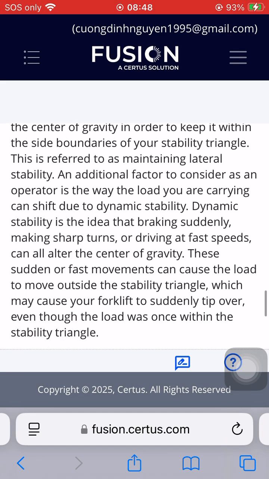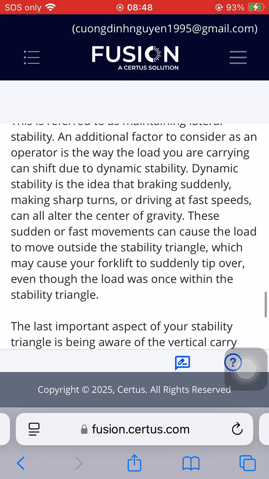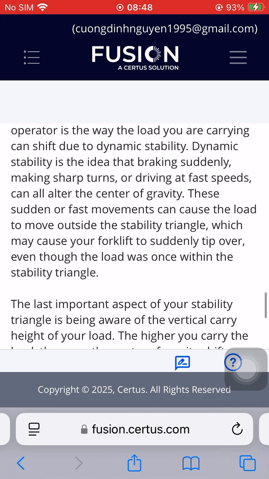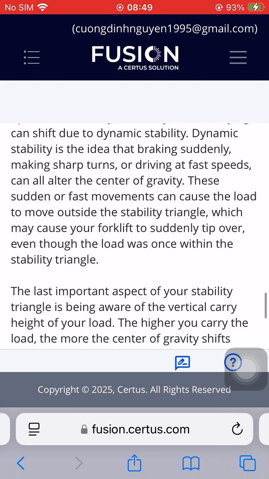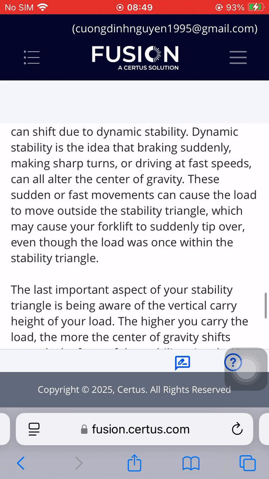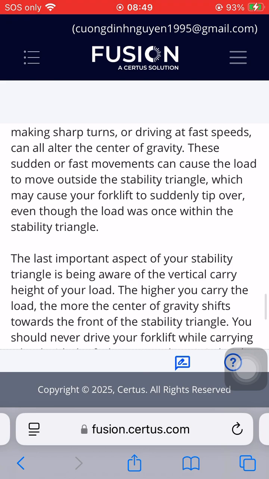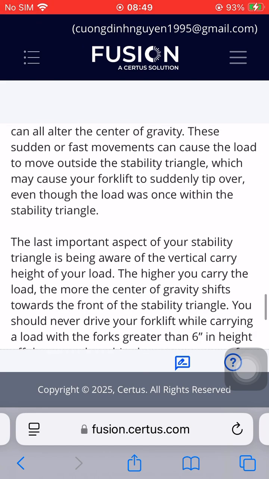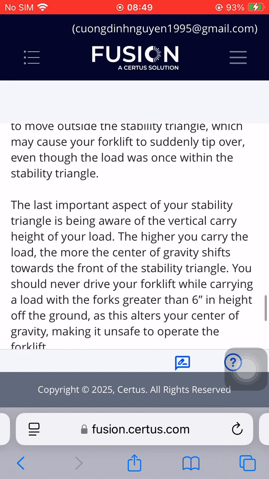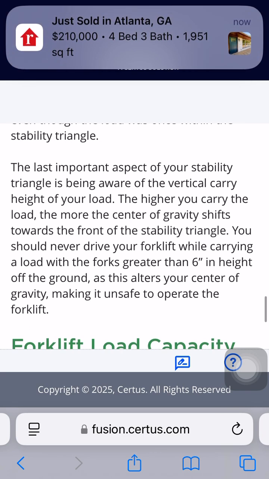An additional factor to consider as an operator is the way the load you are carrying can shift due to dynamic stability. Dynamic stability is the idea that braking suddenly, making sharp turns, or driving at fast speeds can all alter the center of gravity. These sudden or fast movements can cause the load to move outside the stability triangle, which may cause your forklift to suddenly tip over, even though the load was once within the stability triangle.